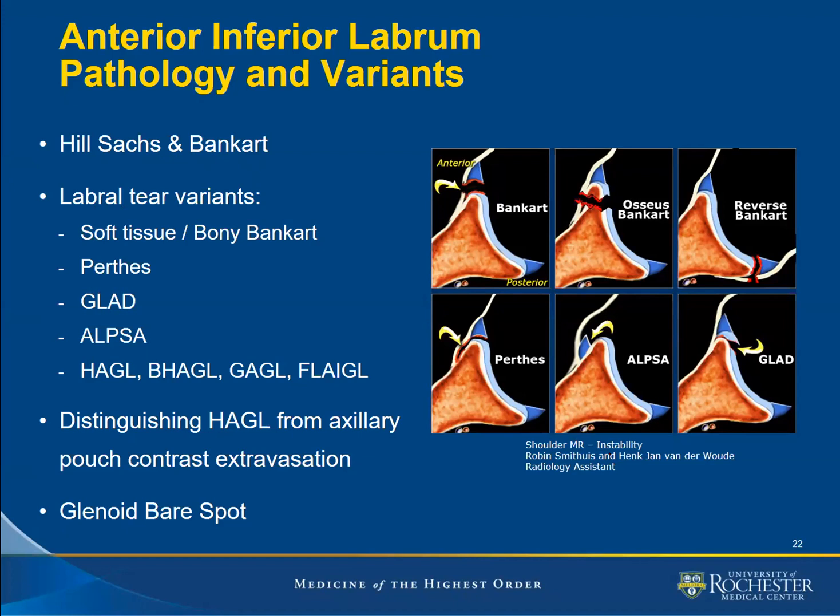This graphic nicely illustrates them, ranging from your bony or soft tissue Bankart, Perthes, GLAD, ALPSA, and then we'll also talk about injuries to the inferior glenohumeral ligament complex, including HAGL, BHAGL, and GAGL. I will talk about how to distinguish a HAGL from axillary pouch contrast extravasation. And then for the normal variant involving the inferior glenoid, we will talk about the glenoid bare spot.